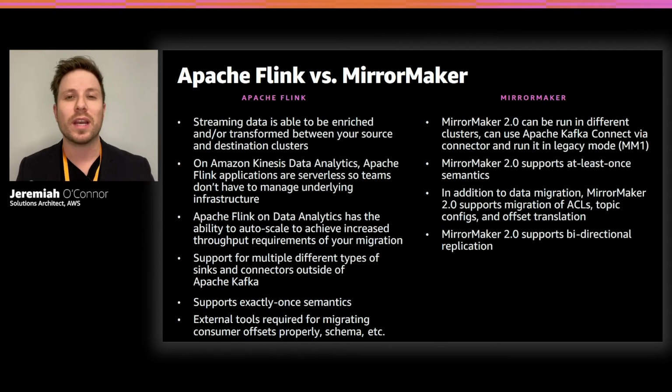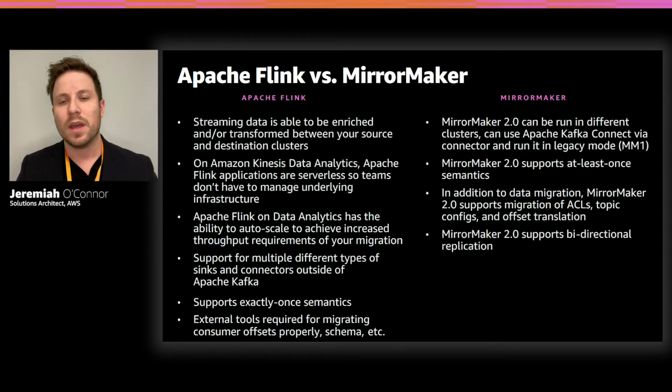Apache Flink is also great in that it's a little bit more flexible than MirrorMaker, in that you're allowed to have different types of sinks and producers on your cluster. So if you need the ability to stream data from Kafka to, let's say, Elasticsearch or to RDS, Apache Flink has a multitude of different sink and source connectors that allow you to plug and play based on your use case. It also supports exactly-once semantics depending on the source and destination engine. So if you're doing Kafka to Kafka, it does support exactly-once semantics if that is important for your use case.